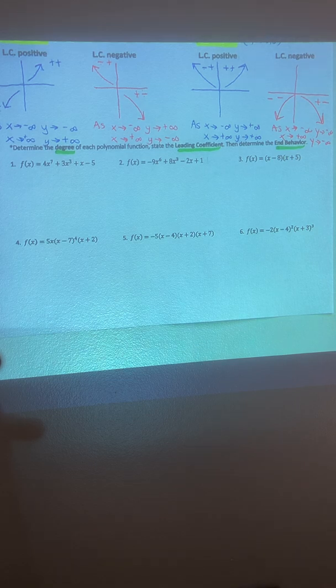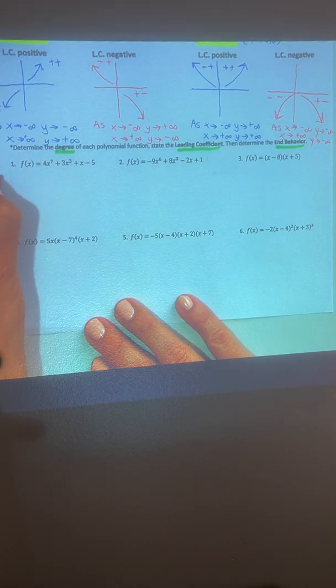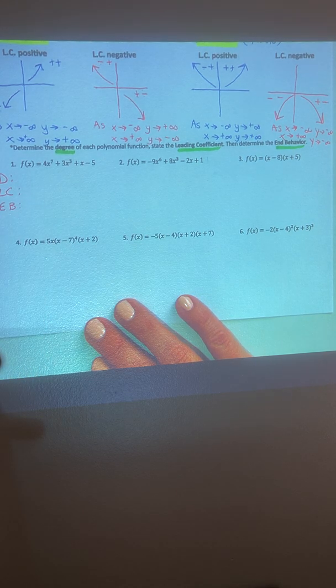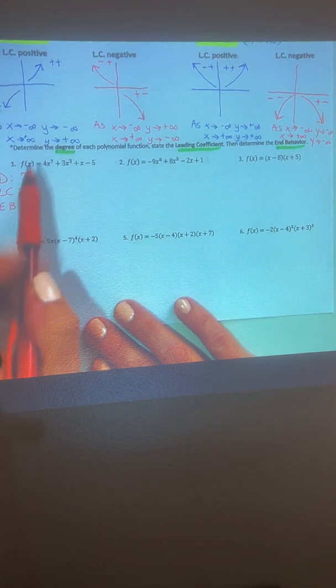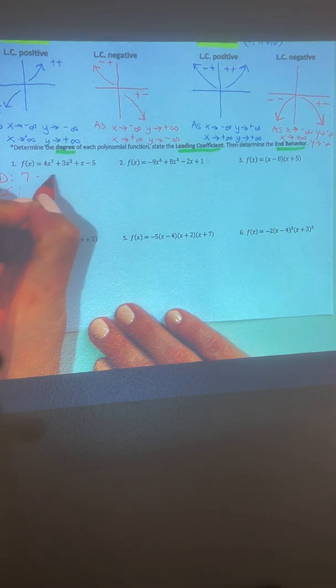First problem. Okay, so what is the degree here? Well, the degree is a 7. So, degree, leading coefficient, and behavior. Okay, and this is how you're going to do it on your homework. The degree is a 7, right? So if it's a 7, therefore it's odd.